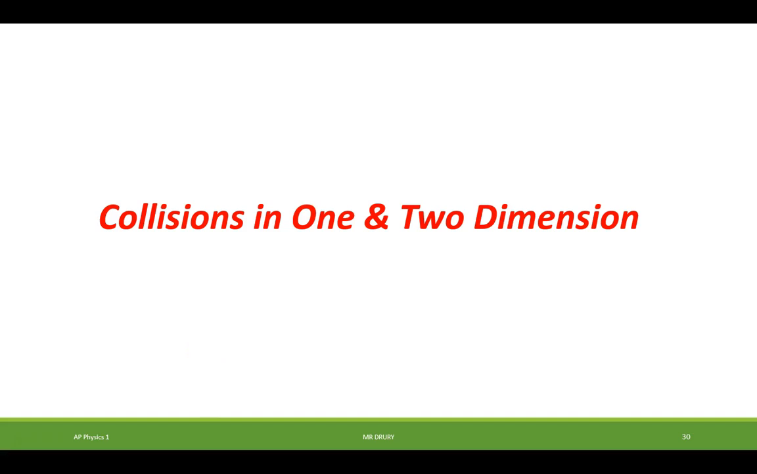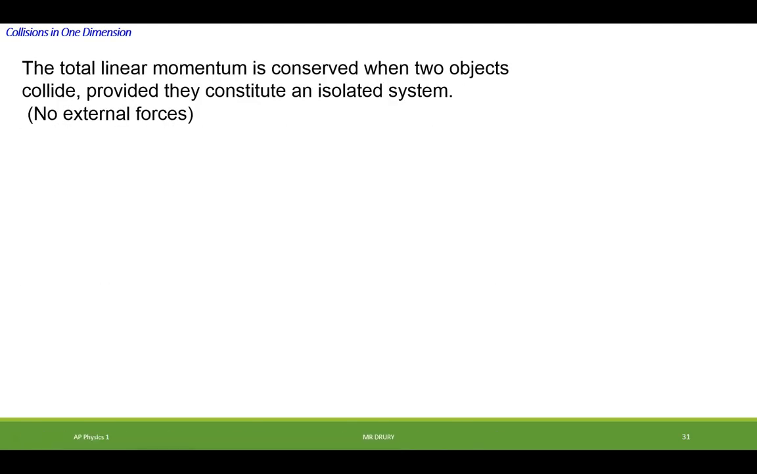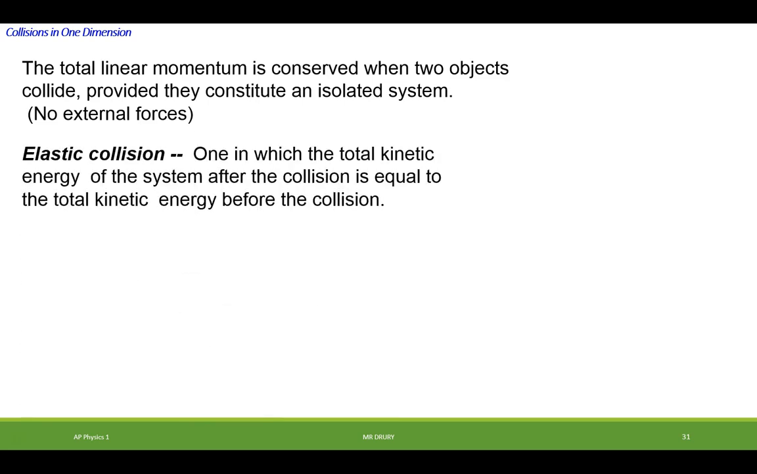Today I'll be talking about conservation of momentum in collisions in one or two dimensions. Total linear momentum is conserved when two or more objects collide, provided they constitute an isolated system. In other words, no external forces. And we can think of these types of interactions or collisions in three categories.